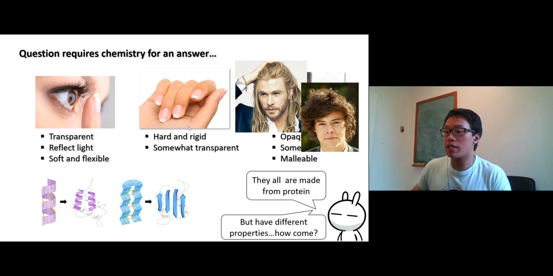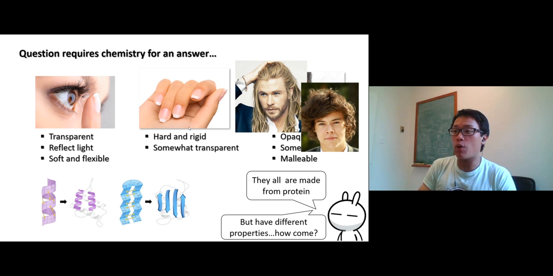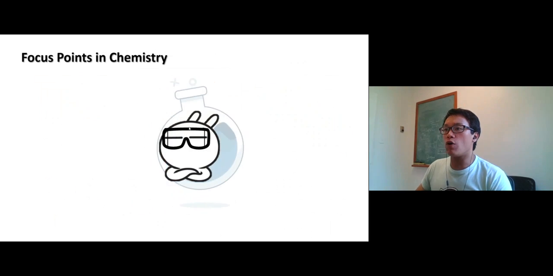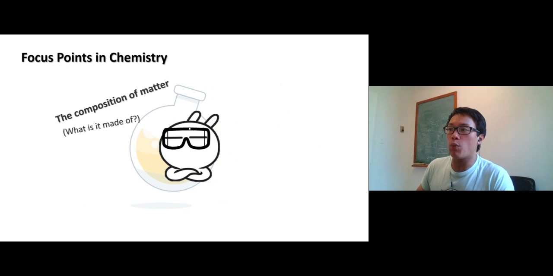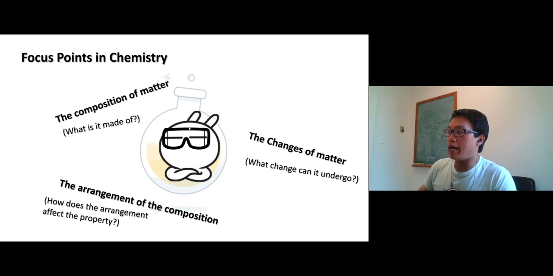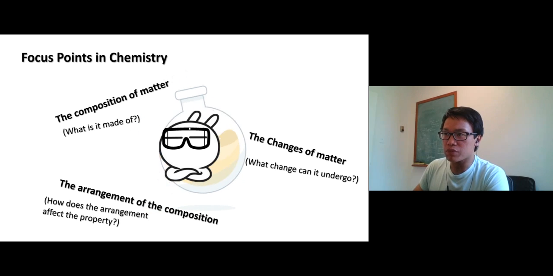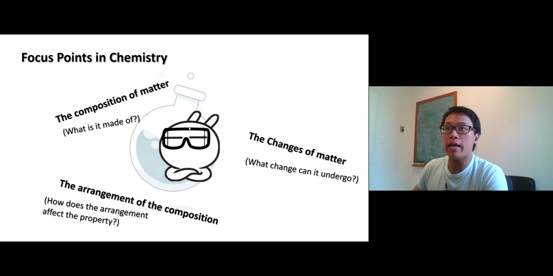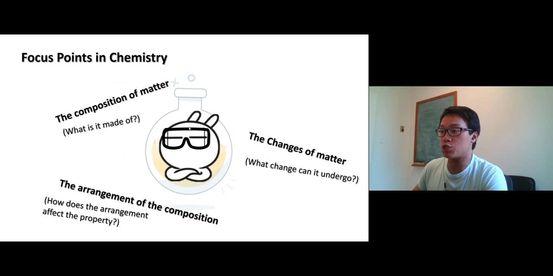But chemists usually ask, what are these made of? What are the properties? They have different properties, right? And can we change them chemically? What do they do? Okay. All right. So the focus of chemistry is the same thing. What is it made of? The composition, the property of matter, and the changes, chemically. All right. Well, that's what we are interested in or study in chemistry.